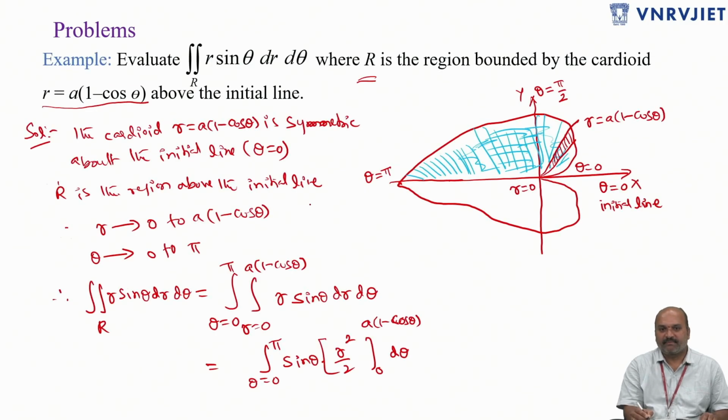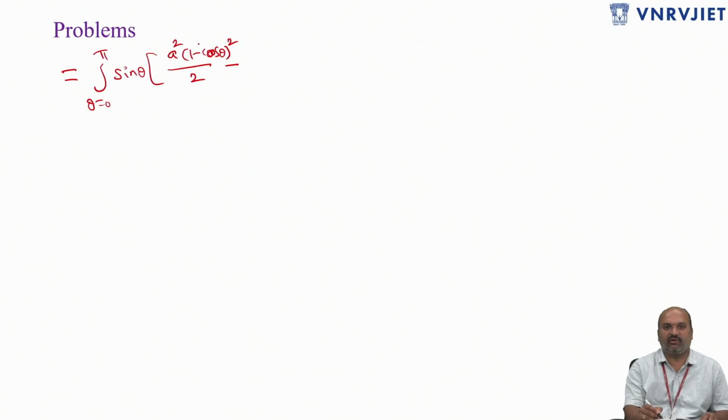Substitution of the upper limit: instead of r, a into 1 minus cos theta, that is a square times (1 minus cos theta) whole square by 2. Minus the substitution of the lower limit, which is 0. The lower limit has no contribution: 0 by 2, 0 into d theta. Now, let's simplify this.